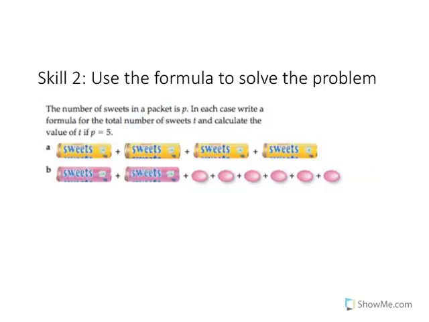So now, we're going to do another example. The number of sweets in the packet is P. In each case, write a formula for the total number of sweets T and calculate the value of T if P, your number of sweets in the packet, is 5. So go ahead and pause and try to complete this problem.